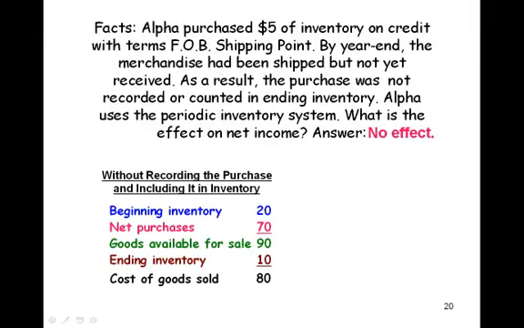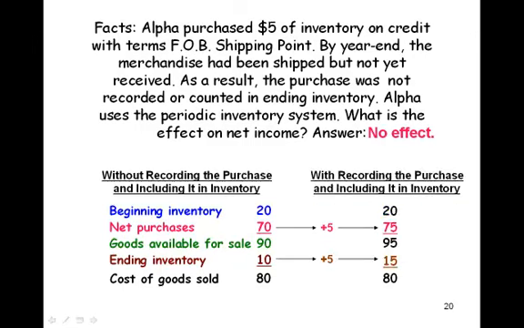To explain this, we begin with the following cost of goods sold section without recording the purchase or including it in ending inventory. The purchase of $5 should have been recorded and included in ending inventory. Had Alpha done so, observe that cost of goods sold would still be $80 because both the purchases and ending inventory would have been increased by the same $5.